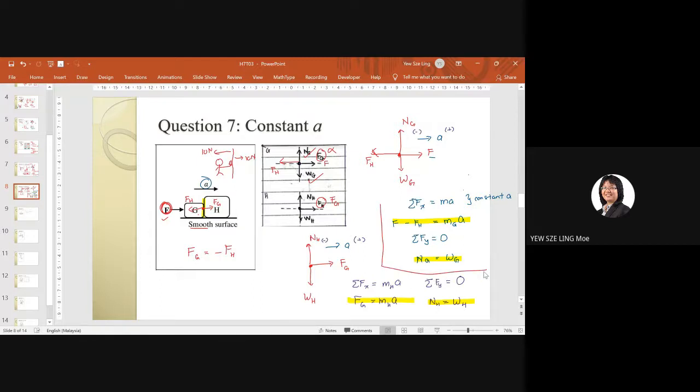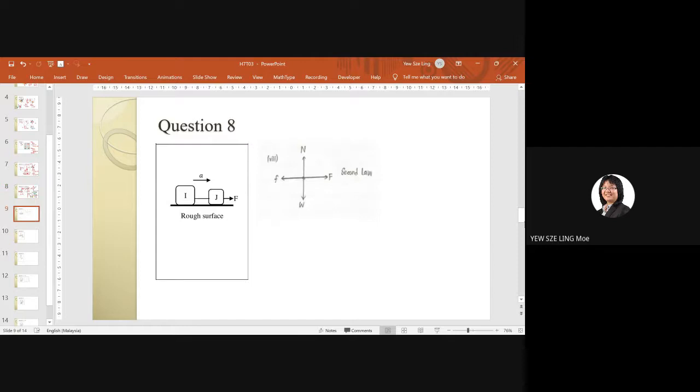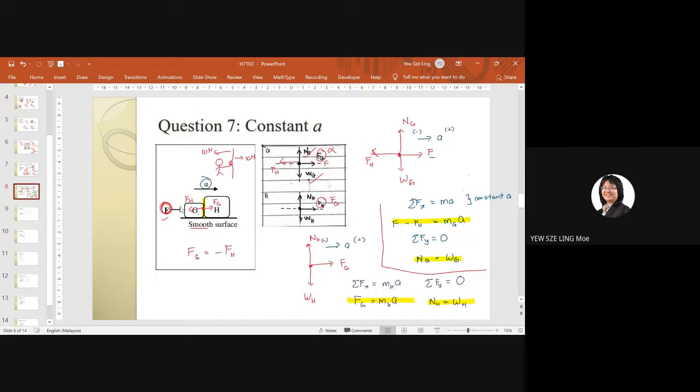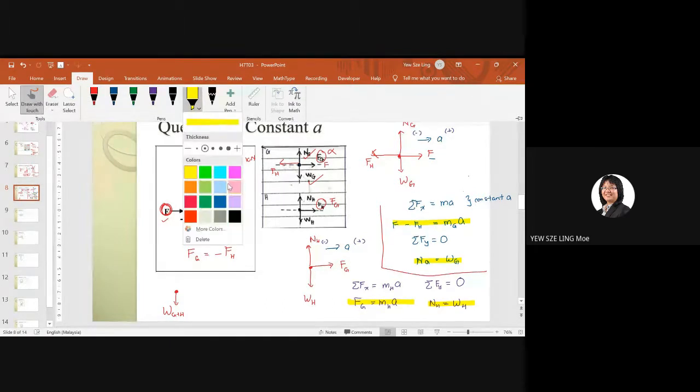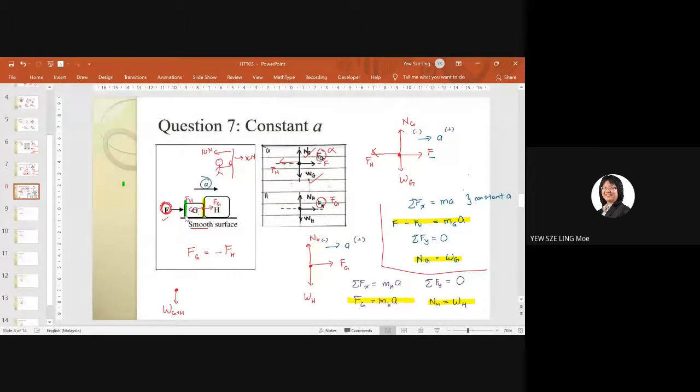So object G, object H. Now sometimes questions will ask you to assume both of them as one object. Okay, to combine both G and H as one object. And in that case, what is going to happen? You will have only one free body diagram, where this free body diagram has a weight W, and the weight will be the total weight of both of them, G plus H. Because now you are treating the two of them as one object.